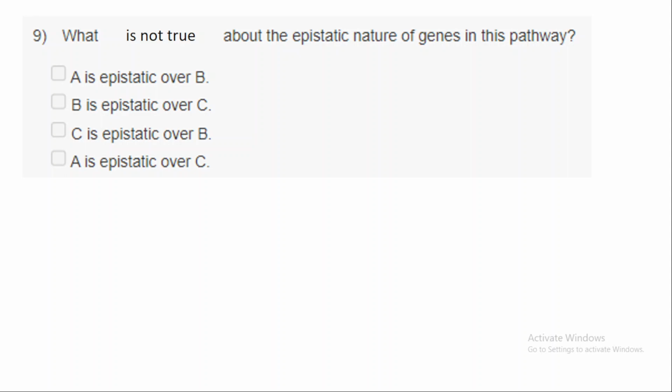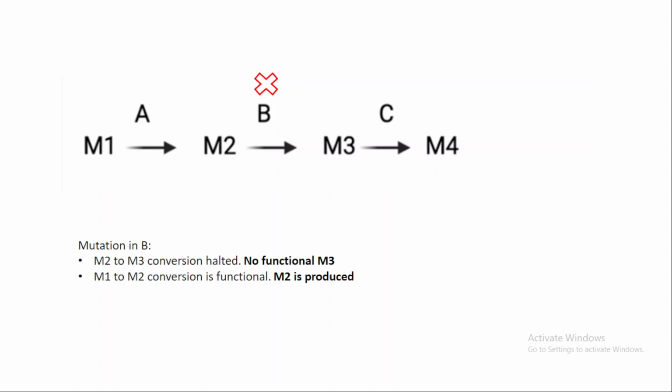We have four statements here. A is epistatic over B, B is epistatic over C, C is epistatic over B, and A is epistatic over C. These are four statements. What is not true about the epistatic nature of genes in this pathway? A over B, A over C, B over C, and C over B. These are the four options.